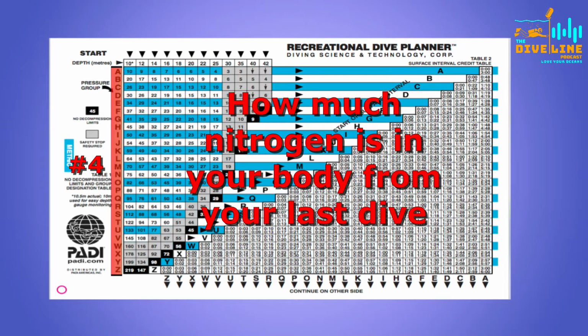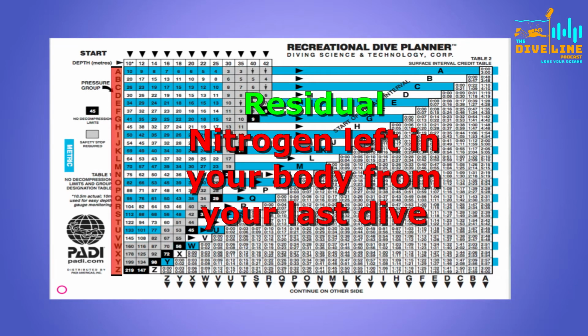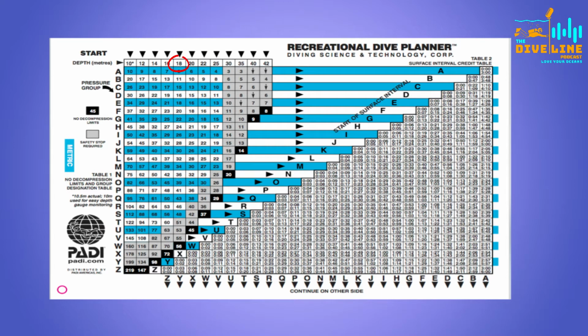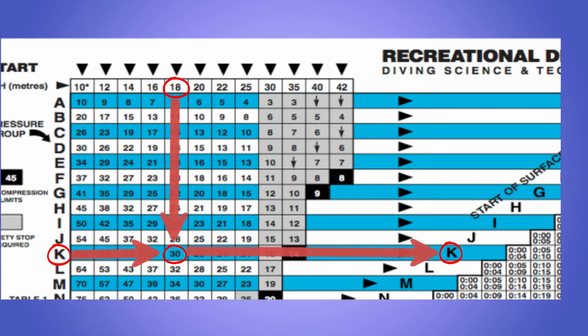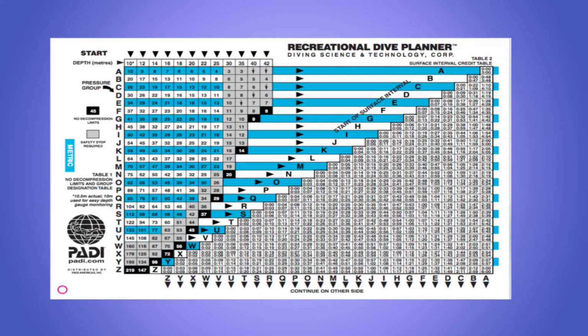You need to know the pressure group because you need to know how much nitrogen is in your body, which has been left over from your last dive. This is called residual nitrogen. When we go under the water, our body starts to absorb or soak up more of the nitrogen from our gas tank. As a new diver, if you went to your maximum depth of 18 meters along the top and then stayed under the water for 30 minutes, you can see that you would soak up K amounts of nitrogen. So our pressure group after that first dive would be K.